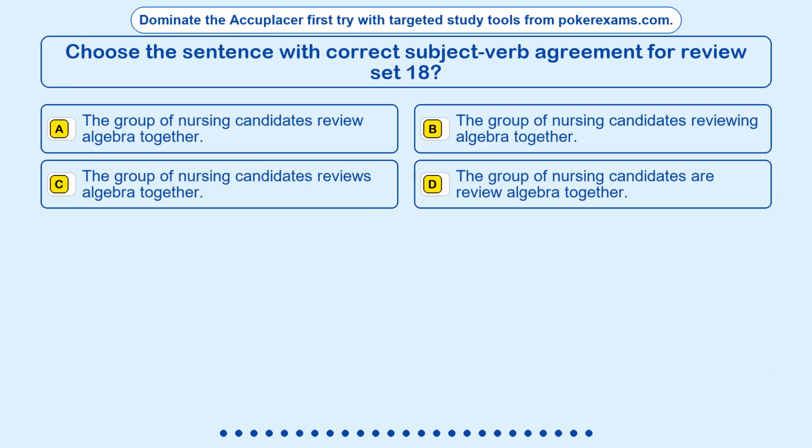Question 18. Choose the sentence with correct subject-verb agreement for review set 18. Option A. The group of nursing candidates review algebra together. Option B. The group of nursing candidates reviewing algebra together. Option C. The group of nursing candidates reviews algebra together. Option D. The group of nursing candidates are review algebra together.